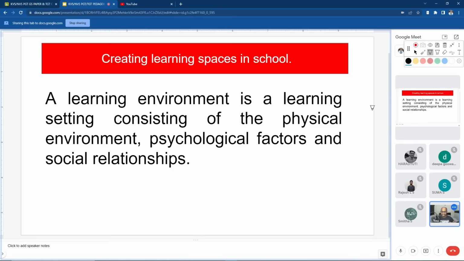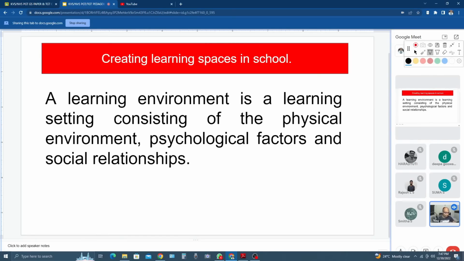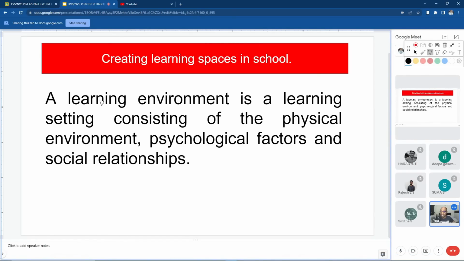So, learning environment, let us complete. It's already 7:45. A learning environment is a learning setting consisting of the physical environment, psychological factors and social relationships. So it is not about simply coming and sitting in the classroom.